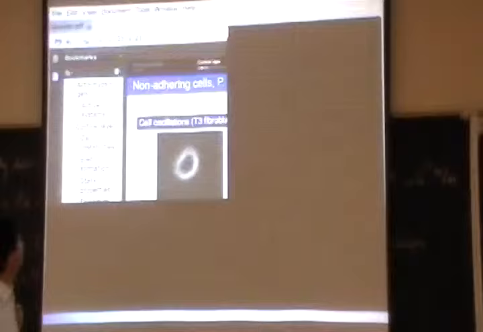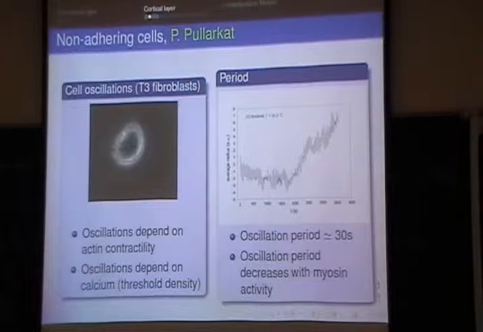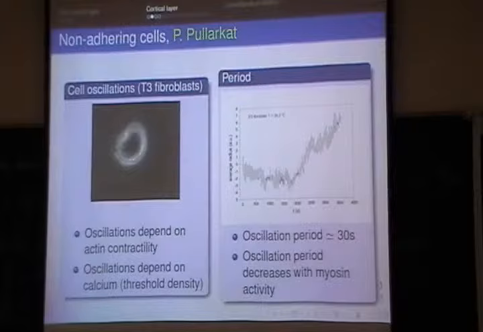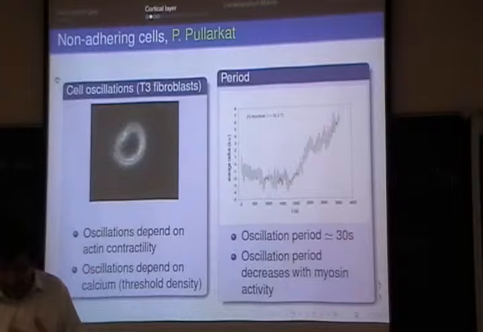This is a cell which is called a fibroblast cell, never mind. The only thing which has been done to this cell is that it's not allowed to attach to any surface. So all the surfaces in the experiment have been treated in such a way that the cell doesn't attach to any surface. And then what Pramod did is he just washed this cell, and here's what it does.